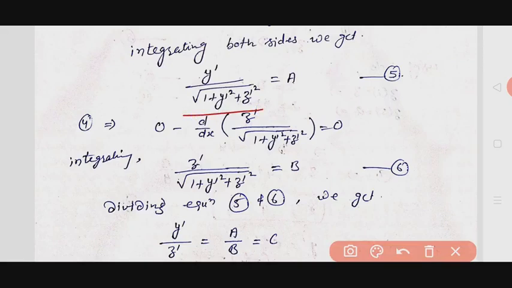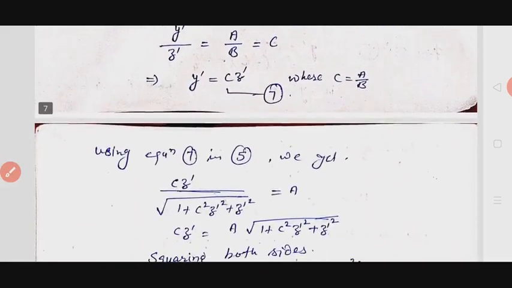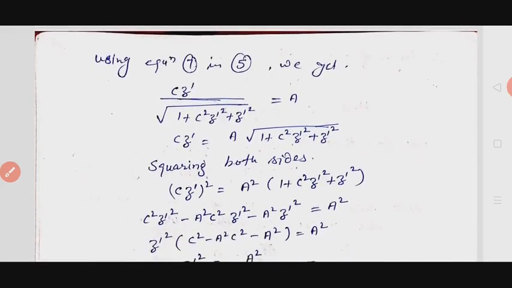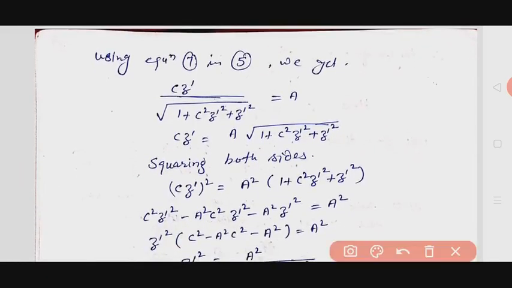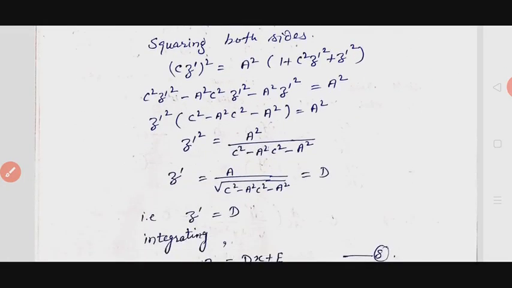तो ऊपर बन जाएगा c into z dash divide by root 1 plus c squared z dash squared plus z dash squared, that will be equal to a. So use here. Okay. Actually हमें y और z की वैल्यू find out करनी है, so वो आपका target है. So it will be c into z dash upon this thing will be equal to a. So cross multiply you will get this one and after scaling we will get this thing. And when you collect these terms, you have to find out the value of z dash. So after collecting, z dash will be equal to a by root of this thing.